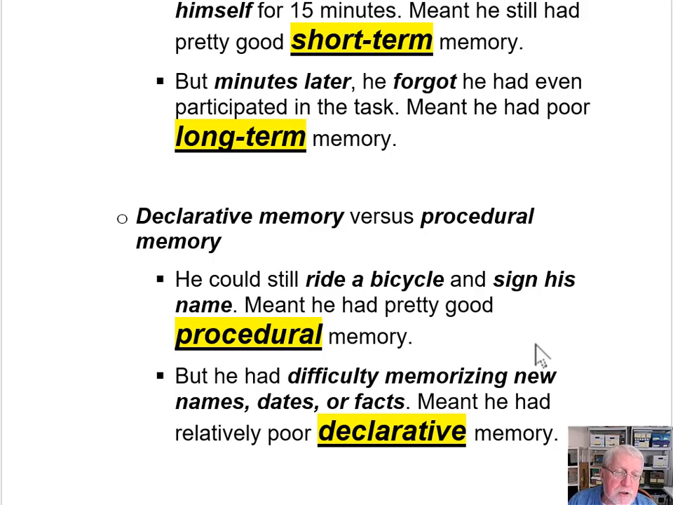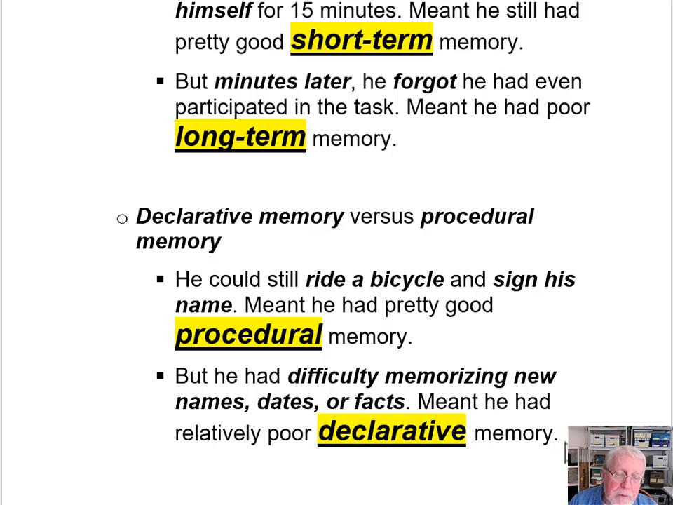However, after his injury, HM had difficulty memorizing new names, new dates, or facts. If you gave him a textbook and encouraged him to learn about Sigmund Freud and memorize 5 facts about Sigmund Freud, and 2 hours later you asked him about it, chances are good he would not have anything to say about Sigmund Freud. He would not have memorized any facts. That was because he had relatively poor declarative memory after his injury.